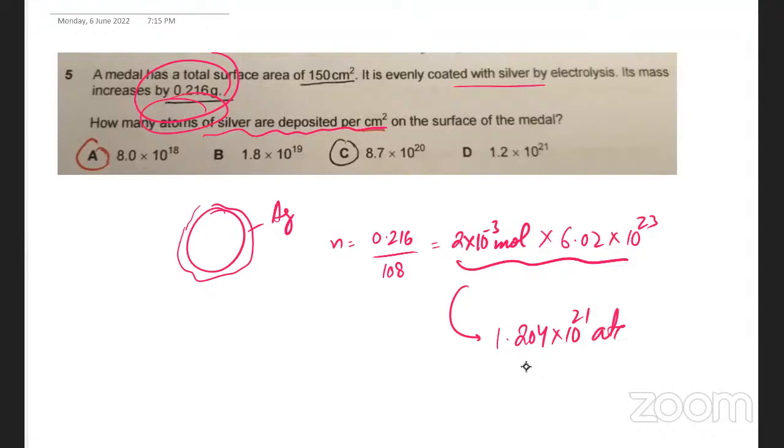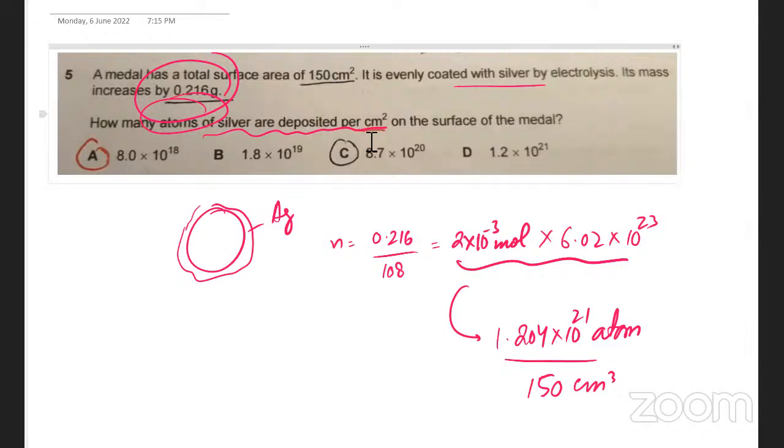And these atoms of silver have been deposited over 150 centimeters square. So they were looking for the number of atoms deposited per centimeter square. What's the answer to this? 8.0. Okay, so we would do it with the moles. I thought we just do it directly. I just did 0.216 over 150. You had to count the number of atoms. Okay. Yeah. So next one, one second.